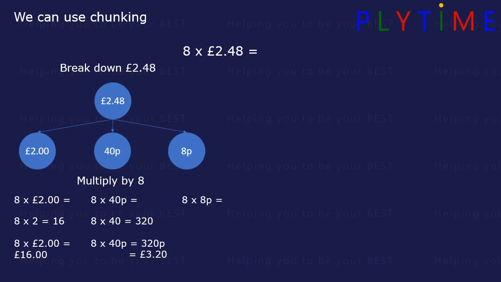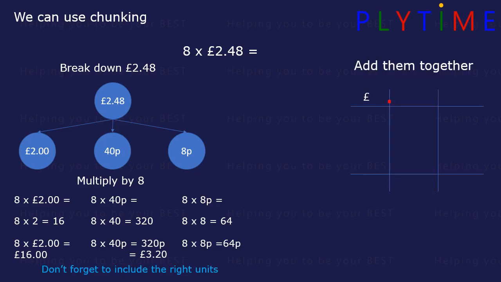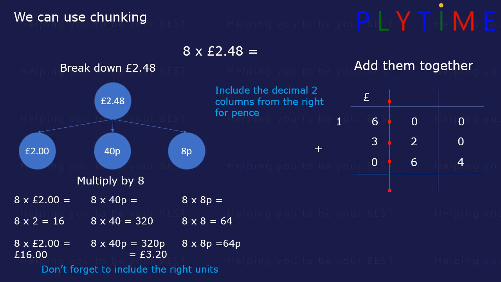Now move to the 8 pence. 8 times 8 pence is the same as 8 times 8, which is 64. Add the pence. Now we need to add them all together. Don't forget to include the right units. If we add them together, we include the decimal 2 columns from the right for the pence and the pound sign. Let's add in the £16, then the £3.20 and finally the 64 pence.